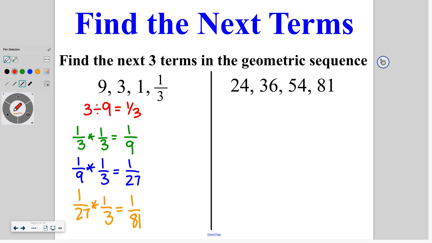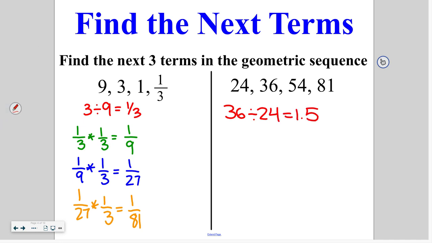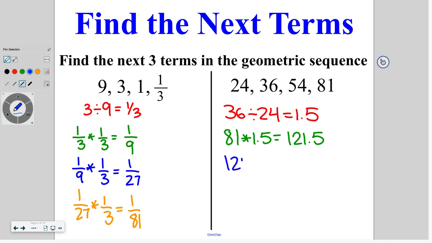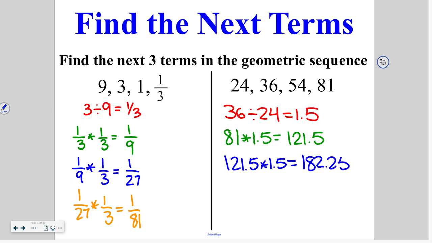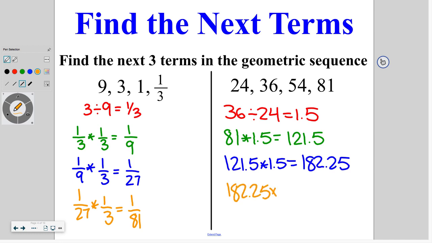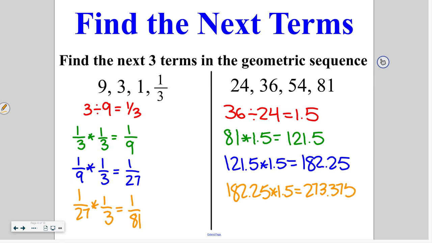Same thing works over here with our next sequence. I'm going to take the second divided by the first, which gives me an answer of 1.5. I'm then going to take my last term that I have, which is 81, and multiply by 1.5, which is going to give me an answer of 121.5. I am then going to take 121.5 and multiply by 1.5, which is going to give me an answer of 182.25. And then we're going to take that next term in the sequence, 182.25, and multiply by 1.5 to get an answer of 273.375. So those are your next three terms for both of these sequences. First, we found the common ratio, then we multiplied by that to find the three terms.